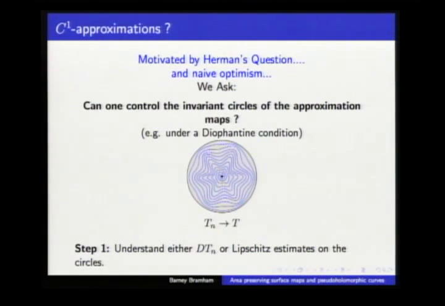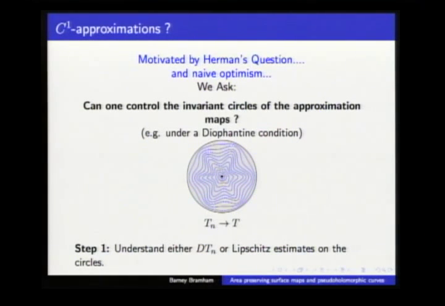So the first thing to ask would be, well, you're going to have something like Lipschitz estimates on your circles, of the approximation maps. And so we want to understand what's going on at an infinitesimal level of the approximation maps. So that's what I've been thinking about on and off the last year or so. So far, I found this really very hard to make any progress on at all.